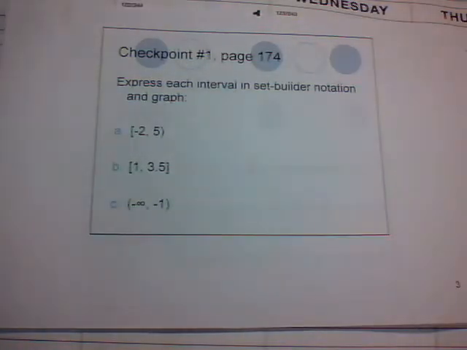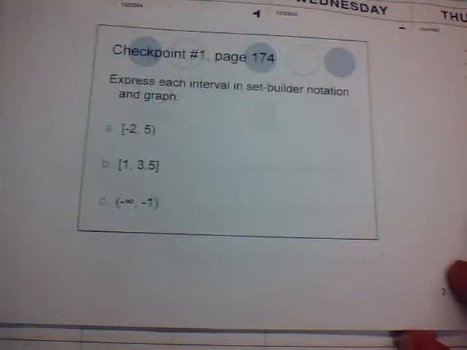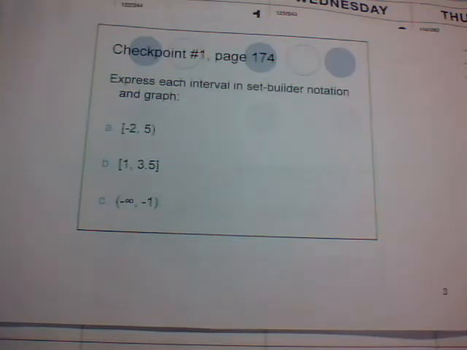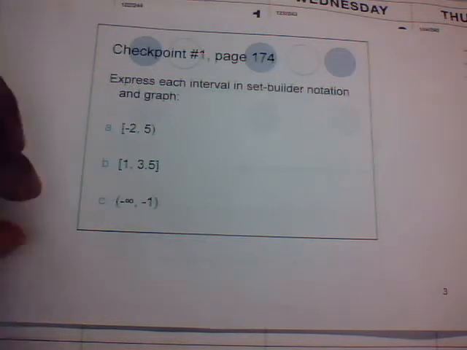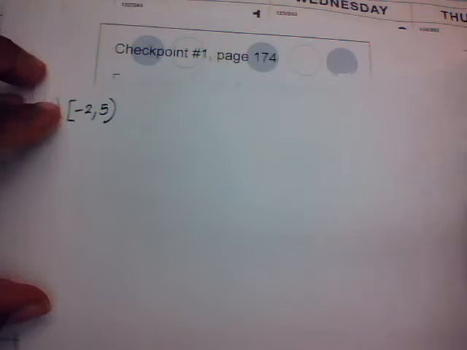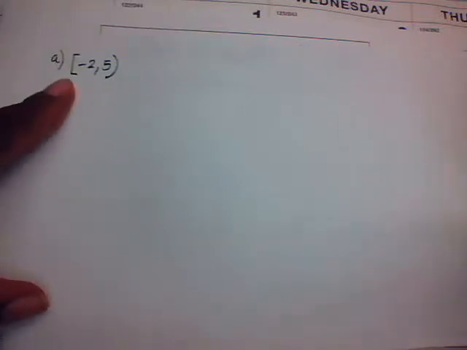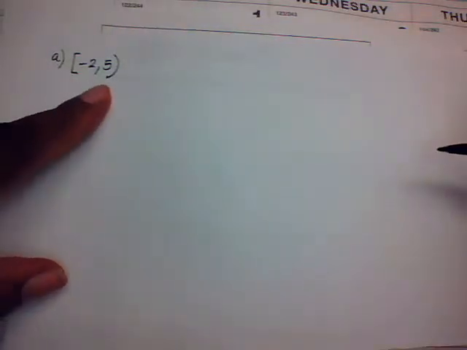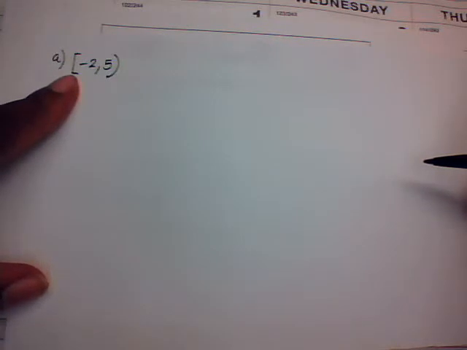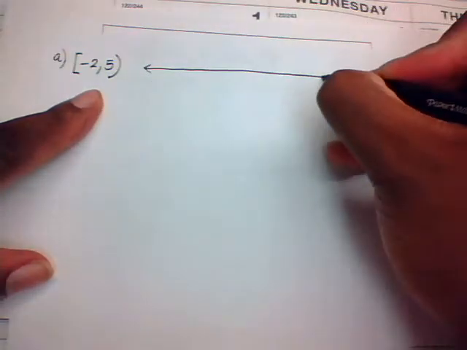All right, now let's look at how we can graph interval notation. In this case here, we'll start with part A, which is [-2, 5). And notice how this is written. You have a bracket at -2 and a parentheses at 5. The bracket at -2 means that -2 is included. But for 5, it's not included.